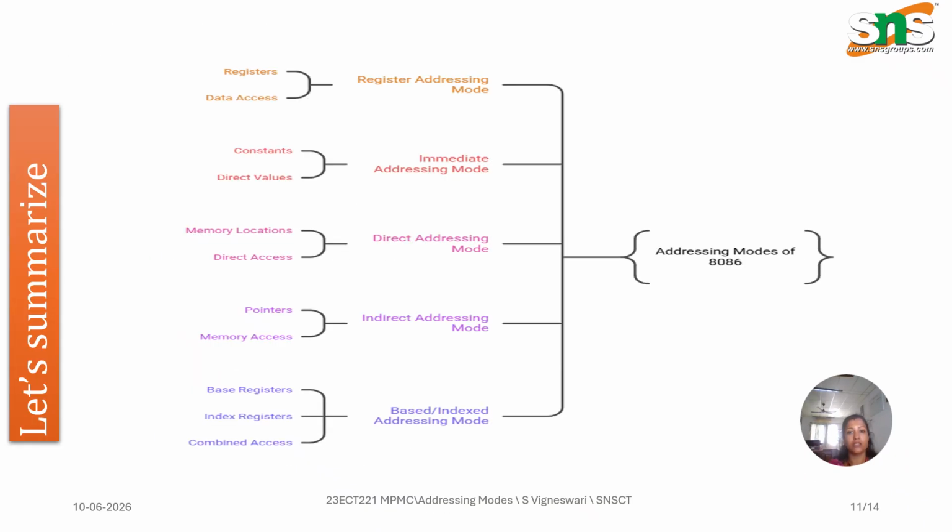And here comes the summary. We have discussed briefly the indexed addressing mode, direct addressing mode, register indirect addressing mode, and immediate addressing mode. The memory address being stored in a register comes under the register indirect addressing mode.